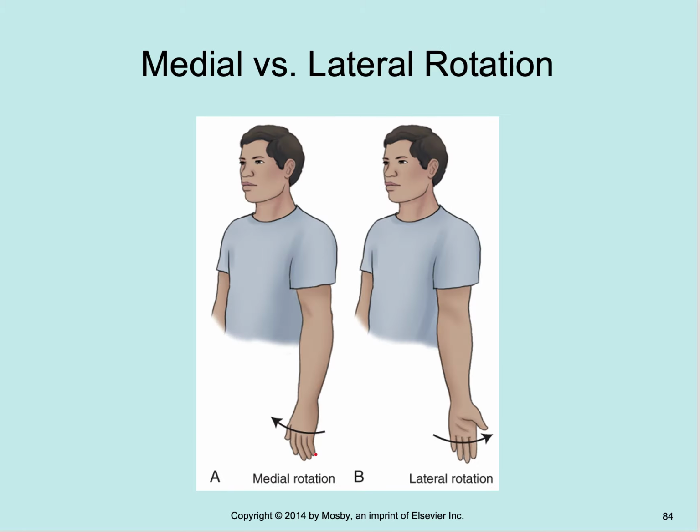Medial versus lateral. So we know that the thumb side is the lateral side in that anatomic position. So if we rotate to bring our thumb out, we are moving in a lateral rotation. Now we're moving it in towards the body, towards the midline of the body. That is a medial rotation. So medial rotation, lateral rotation.